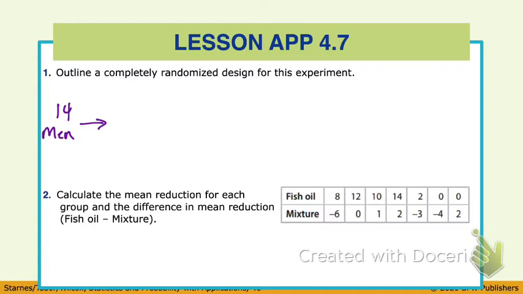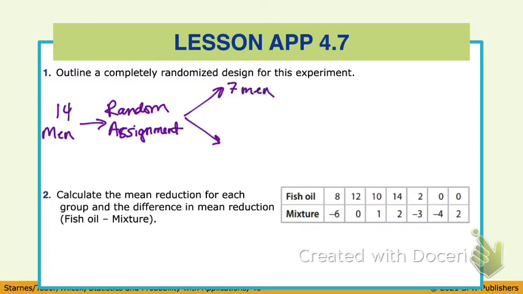What should we do with them now? Perfect. We're going to randomly assign them. Random assignment. Cool. How many men go into each group? 7 men and 7 men. So we've randomly assigned 7 men into each group, and we're going to give one group the fish oil and one group the other oils.